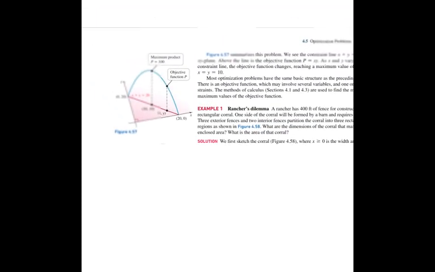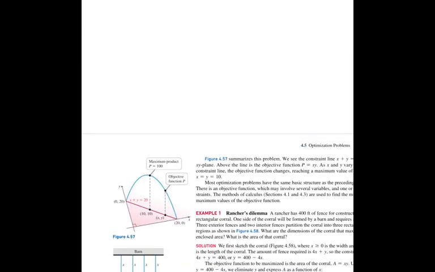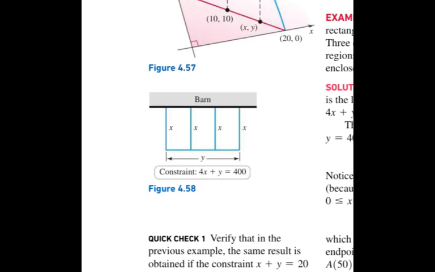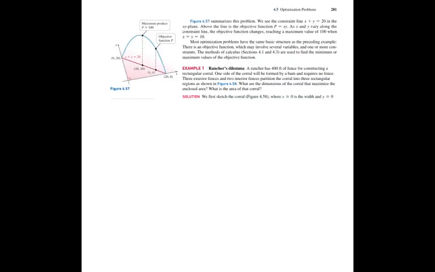Okay, so let's look at the image that corresponds to it. Figure 4.58. We actually need to go forward a little bit. Here it is. So this is the image that we're working with. All right, so we see the barn, and we see the fence. Let me get a copy of this, and put that closer to where we're working.